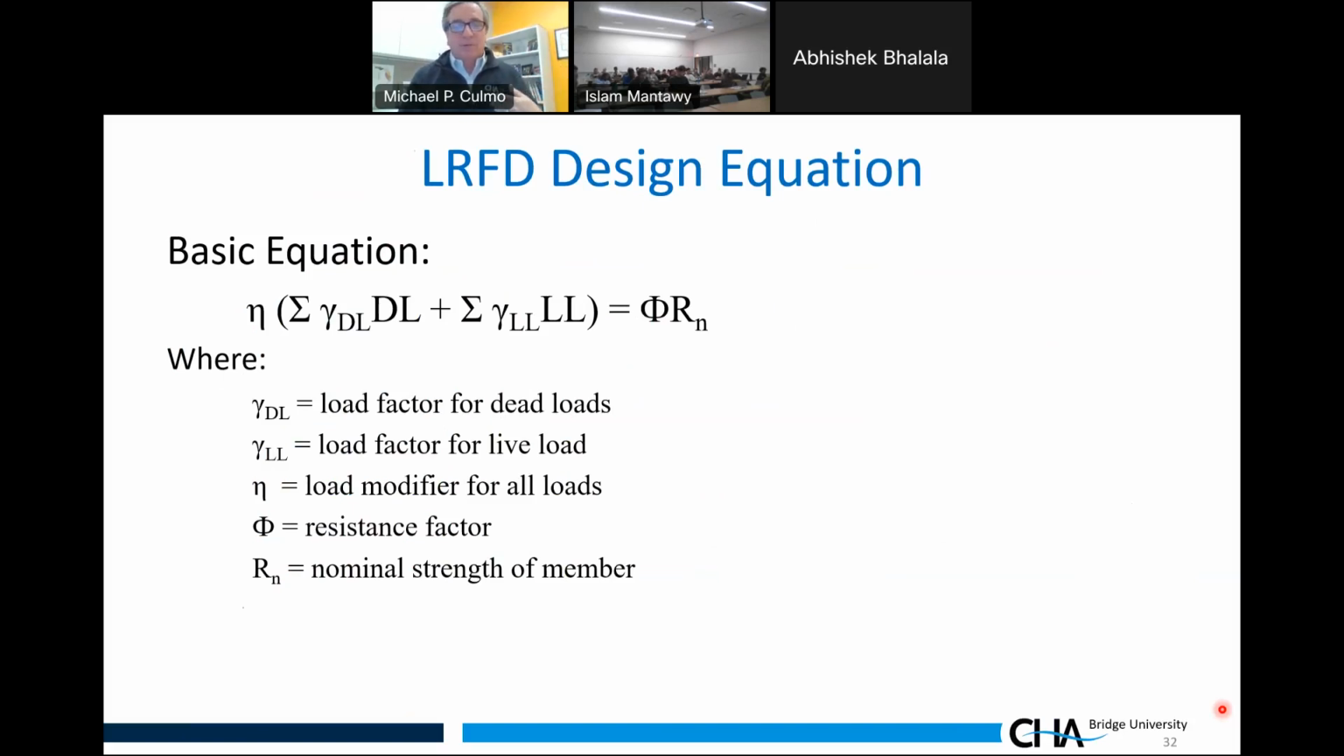The people who wrote the code have told me they put the eta factor in as a placeholder. At some point in the future, somebody's going to do research and come up with a real number which should go in there. For the most part, eta is 1.0 for all designs.